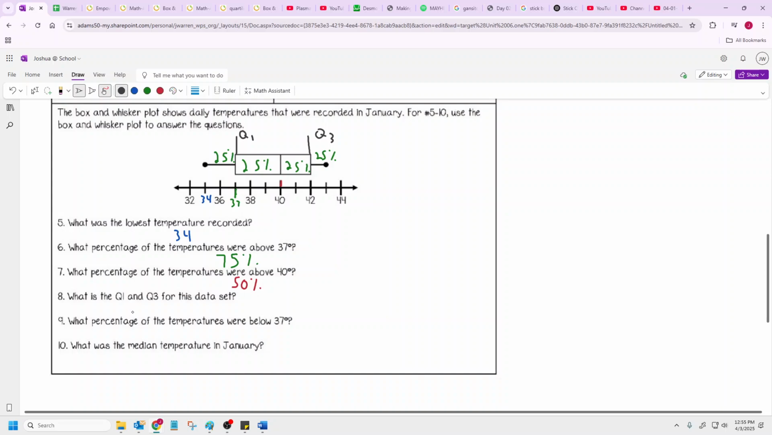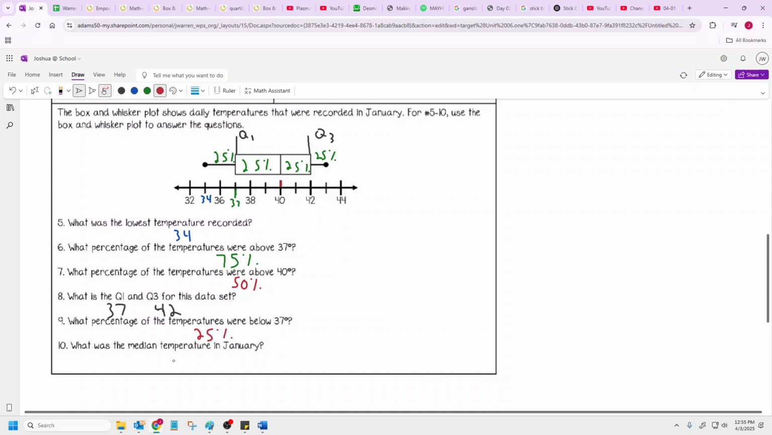What is the Q1 and Q3 for the data set? Q1, it looks like 37. And then Q3 looks like 42. And now it's going to ask us the next question. What percentage of the temperatures were below 37? Here's my 37. What's below? Well, how many quarters do I have below that? It looks pretty simple. It looks like I have just 1, which is 25%.